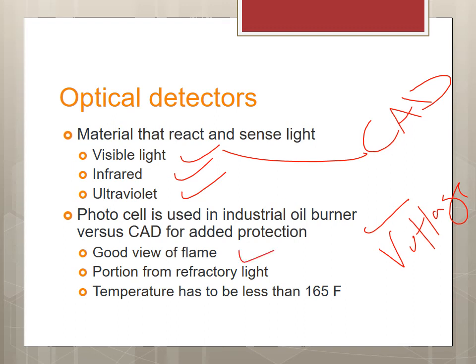So they have a good view of the flame, that's a requirement, and a portion from the refractory light, to compare whether I'm seeing flame or actually the light from the room. Temperature has to be less than 165. So you can see it can be used, but you have to look at the flame, and it can be close to temperature. So remember this, because this is one of the questions that's going to be on the homework and also on the quiz. It's good to know these temperature limits.